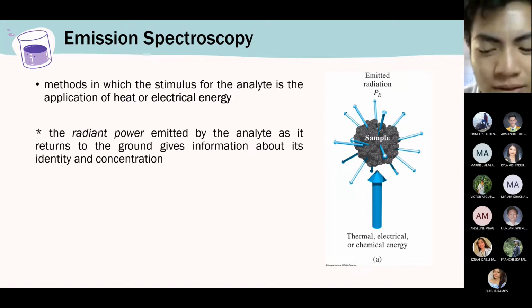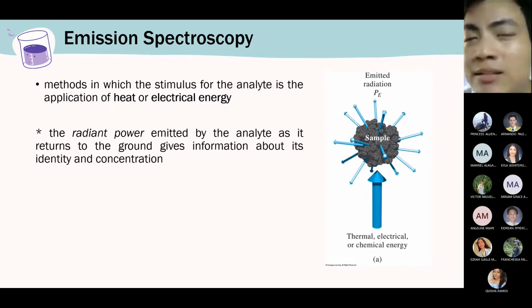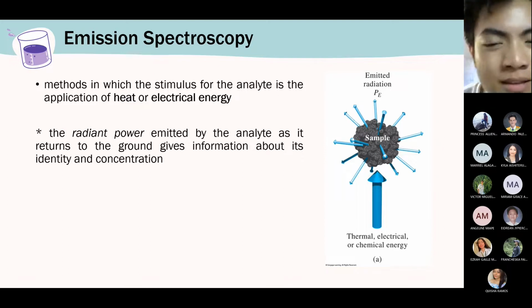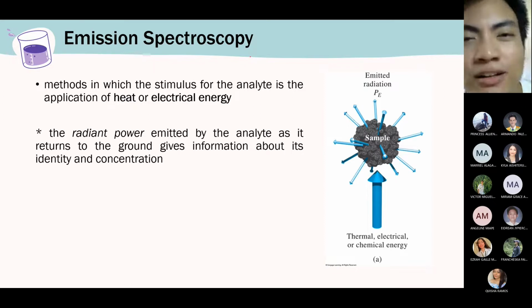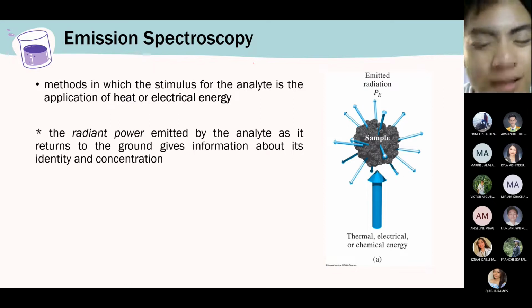So, that's why we can identify what elements release the light. Kasi distinct yun for each of the elements in the periodic table. Okay? So, for emission and fluorescence, almost same sila.